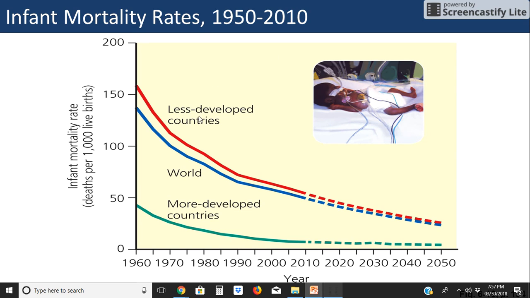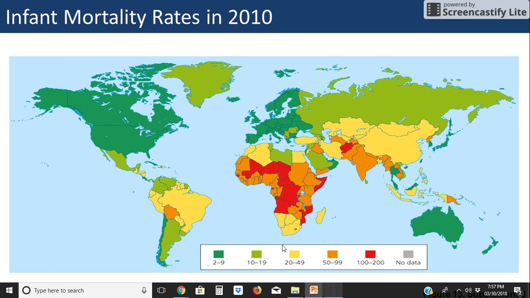But you can definitely see that infant mortality rate is much, much higher in these less developed countries than in these more developed countries. And here is a map about infant mortality rates in 2010. So not super recent, but they're grouping it together from 2 to 9. So even though we fall in that category, we're still not the best, right? But these developing countries in Africa, India, the Middle East, you can see these countries definitely have a very high infant mortality rate.